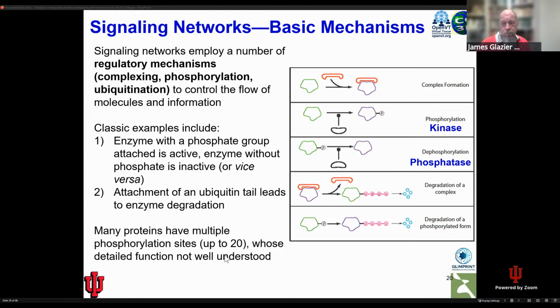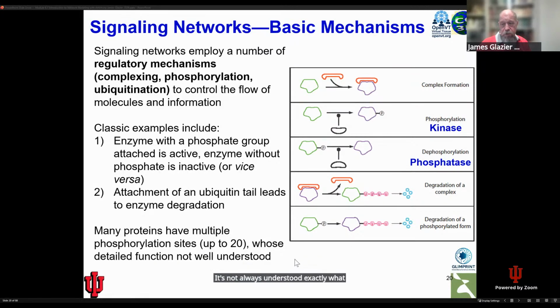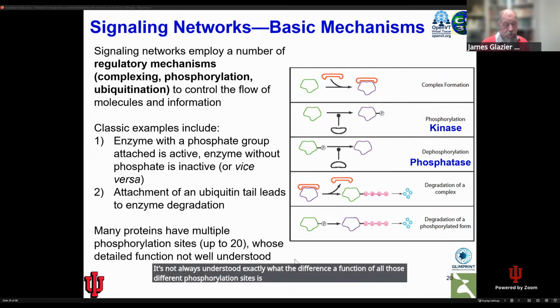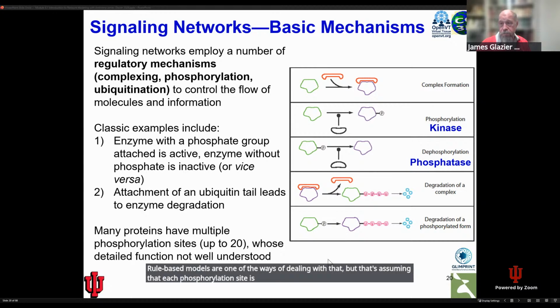There are many molecular species that have multiple phosphorylation sites, not just one. It's not always understood exactly what the difference of function of all those different phosphorylation sites is. Computationally, they're quite difficult to deal with. Rule-based models are one of the ways of dealing with that, but that's assuming that each phosphorylation site is independent of the others.